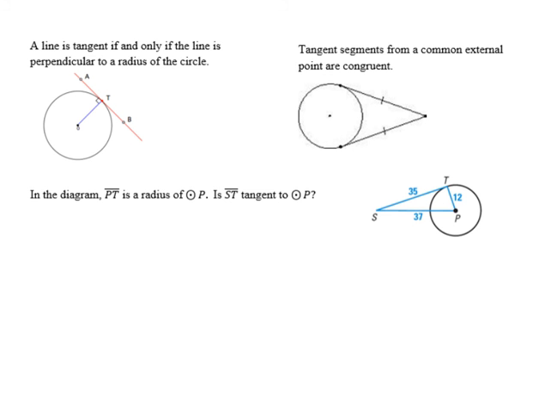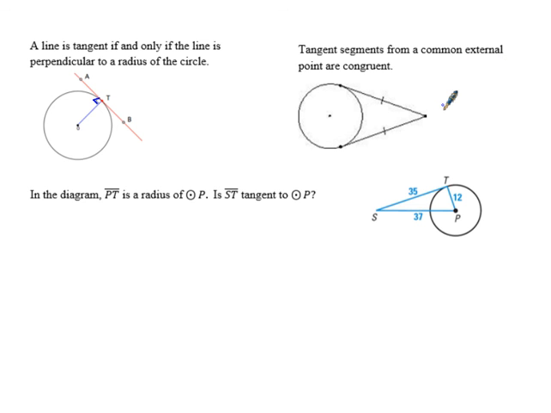Looking now at some properties of circles, if I have a line that is tangent, if and only if the line is perpendicular to the radius of the circle. So I can say that this thing is tangent if I know that this is perpendicular. Or if I tell you that this line is tangent, you can then assume that the radius meets the line at a 90-degree angle.